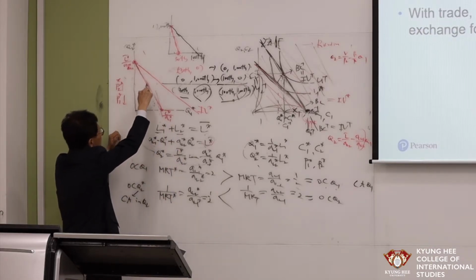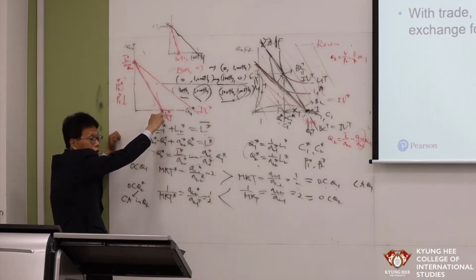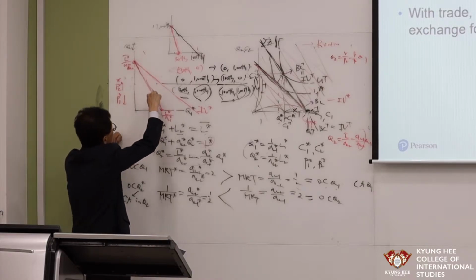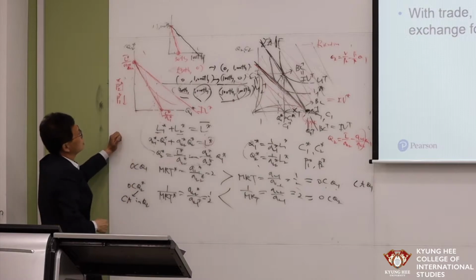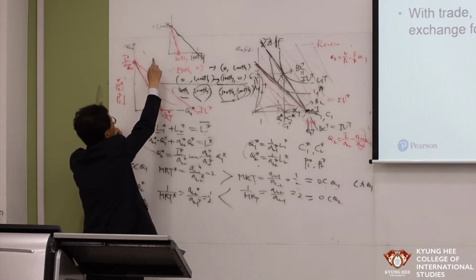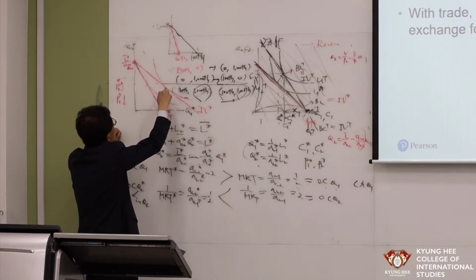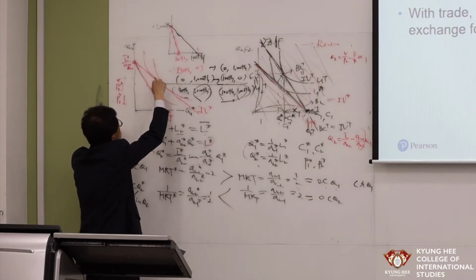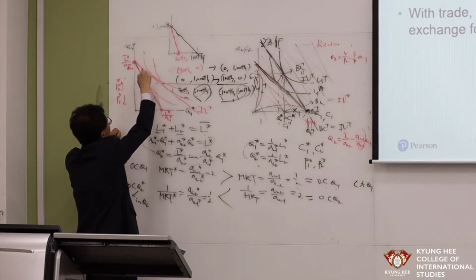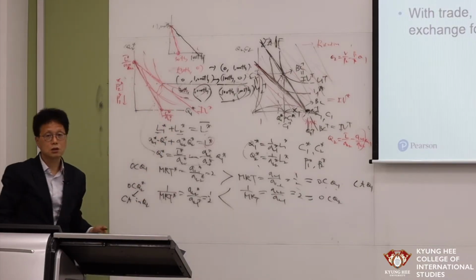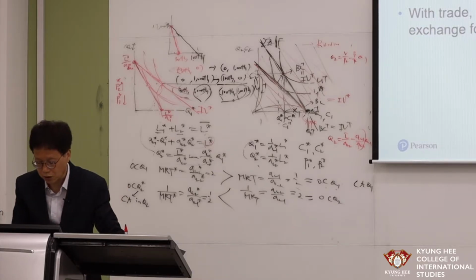That is the budget constraint before trade. After trade, the budget constraint looks like this. So in the autarky situation, production occurs at this point. After trade, what happened? Production occurred like this, moving from this point to this one. So the utility level increases in home and foreign simultaneously.